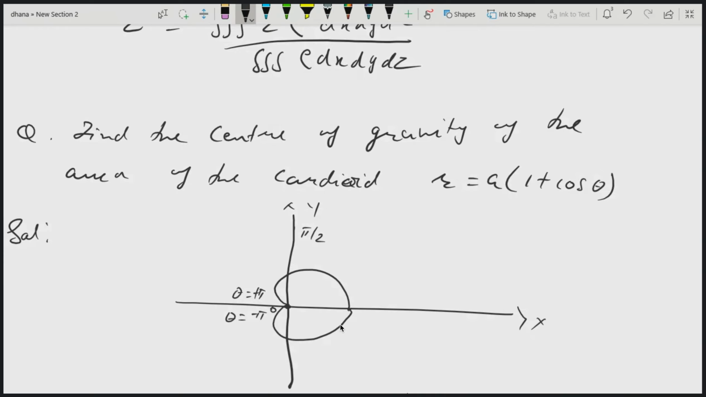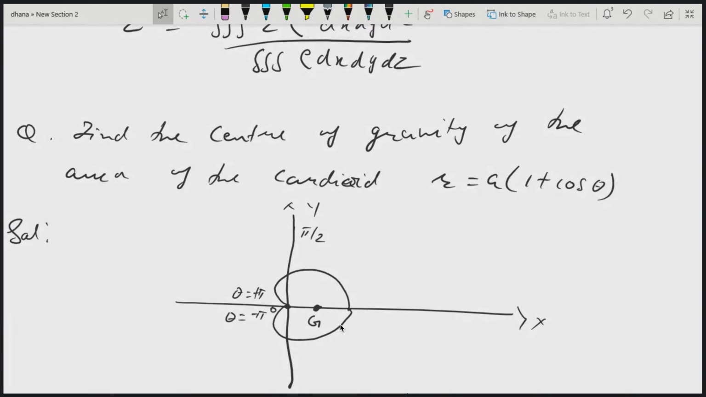Forget about the formulas and all. You should have a basic idea of the center of gravity. So where does this point lie, the center of gravity for this cardioid? It will lie on this line itself, OX, somewhere here. So this point we need to calculate. On this line OX the center of gravity lies, so y bar will be equal to what? It will be 0.